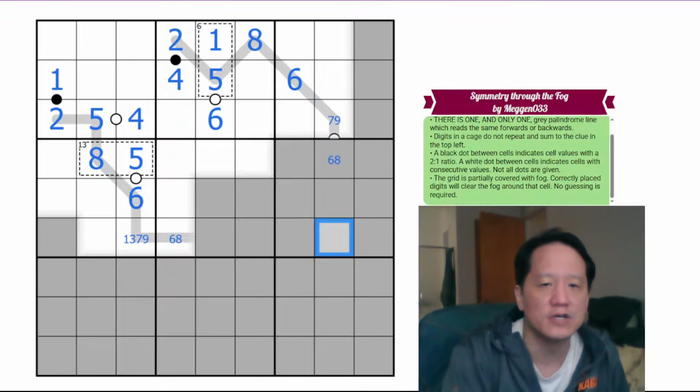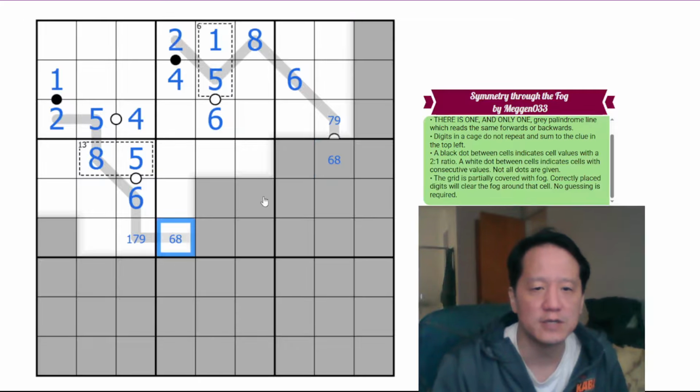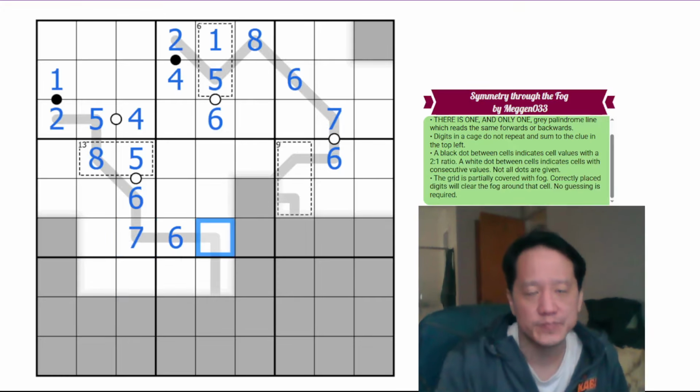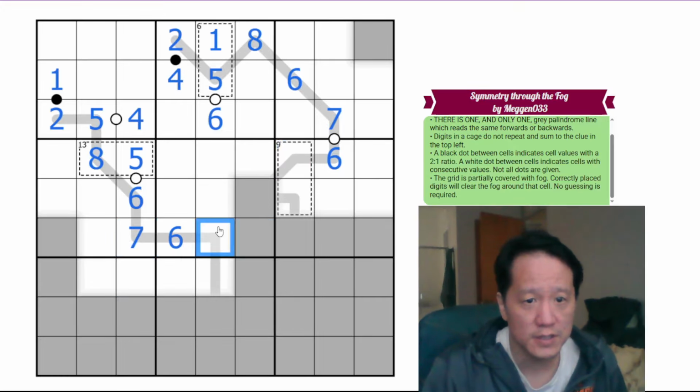So this is 6 or 8. Can't be 1 or 3, so this can't be 8 because of 8 in the row here. And again, this is the same as that digit because of the palindrome, so this is 6. So we have 6 and 7 here, and that forces this to be 6 and 7. These digits are the same.